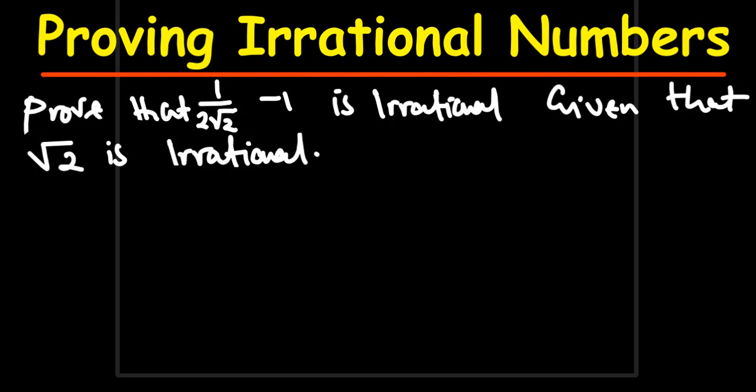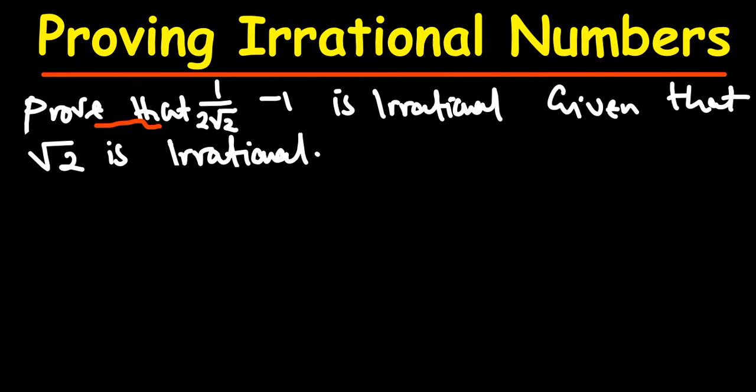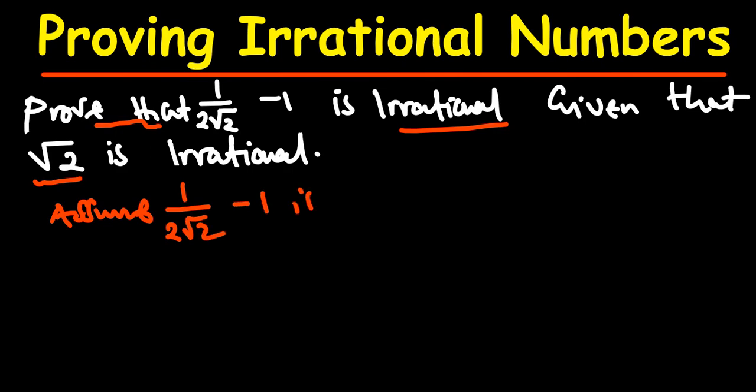Okay, so in this video we are going to solve this question on proving irrational numbers. The question reads, prove that 1 over 2 root of 2 minus 1 is irrational given that the root of 2 is irrational. Okay, so we prove this question by contradiction. So we are going to assume the opposite of what we want to prove. Okay, so we're going to say assume 1 over 2 root of 2 minus 1 is rational.